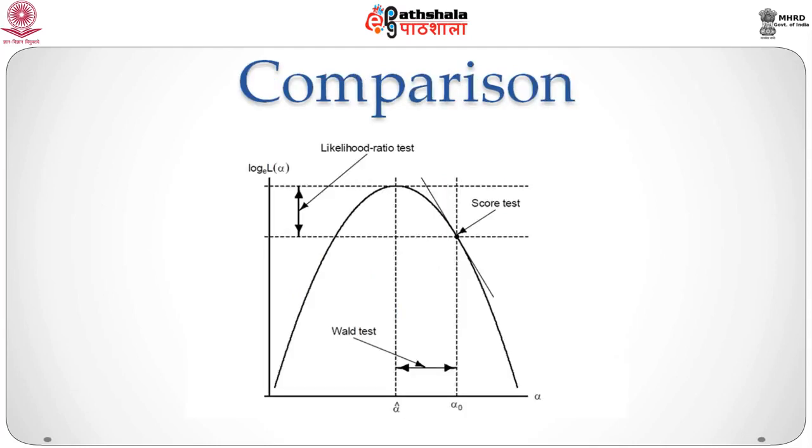Graphical representation of the three tests. The Wald statistic is looking at the differences between alpha hat and alpha naught standardized by their variance.